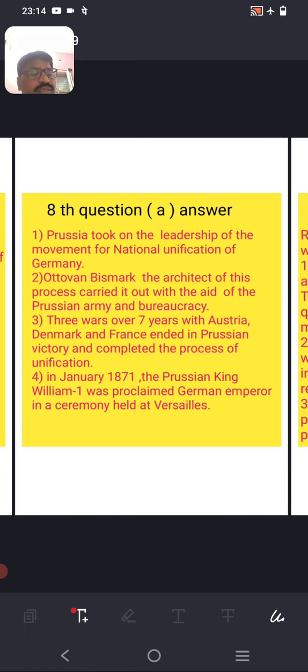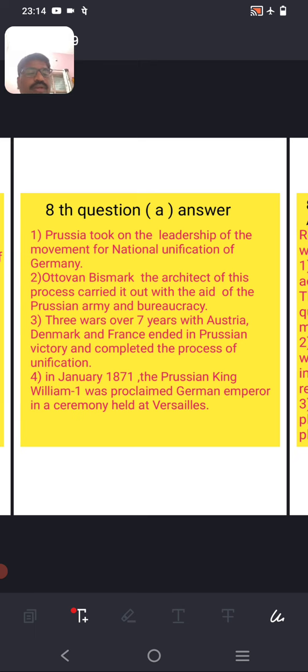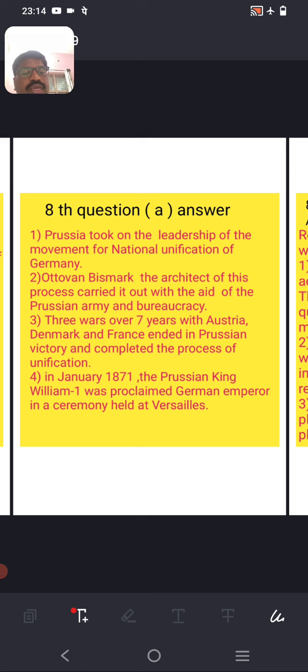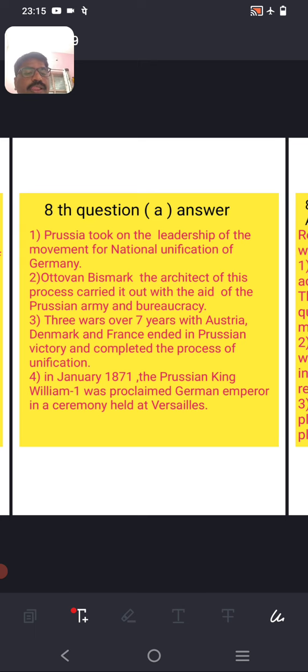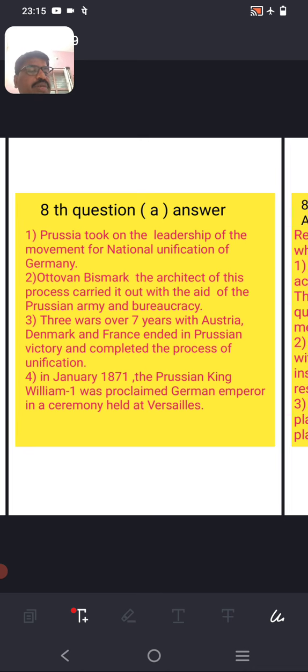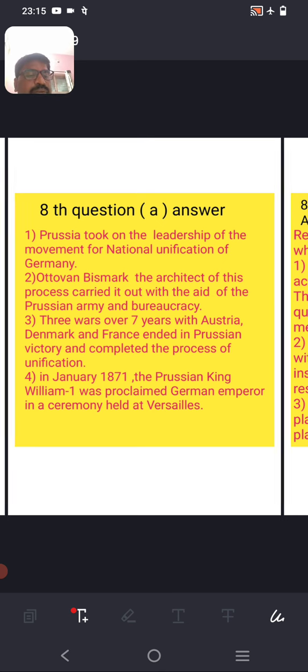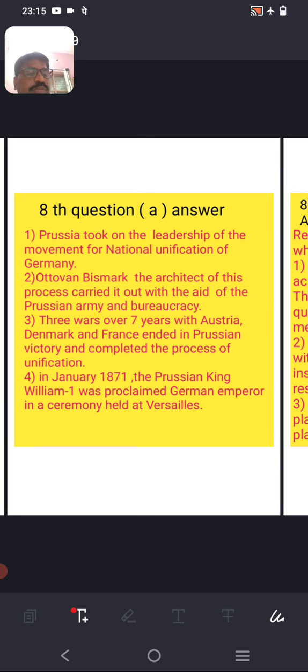Again, the eighth question. It is an 8 mark question. If we observe, actually in this section, internal choice is here. So when it comes to the 8th A question, describe the role of Otto von Bismarck in the making of Germany. I am repeating the question again. Describe the role of Otto von Bismarck in the making of Germany.